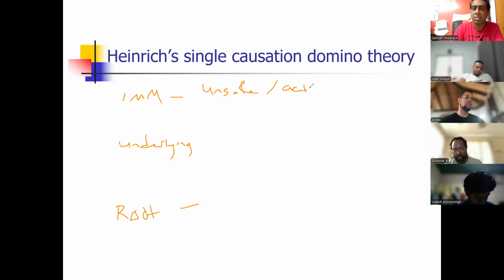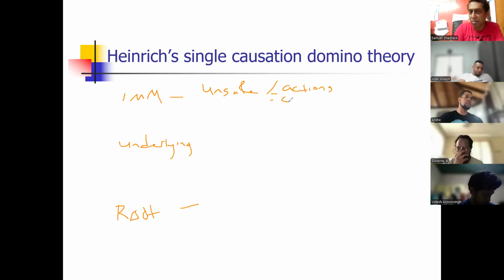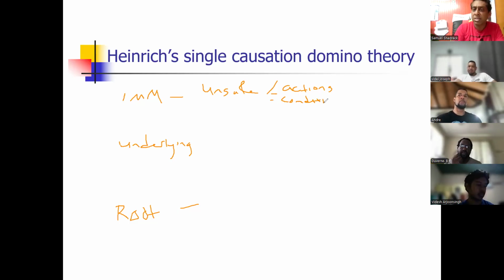Unsafe actions and unsafe conditions. So an unsafe action is like where they say the young forklift truck driver was speeding, or they would say somebody using their cell phone while operating the forklift, or a worker using a fire extinguisher to wake up an employee, right?